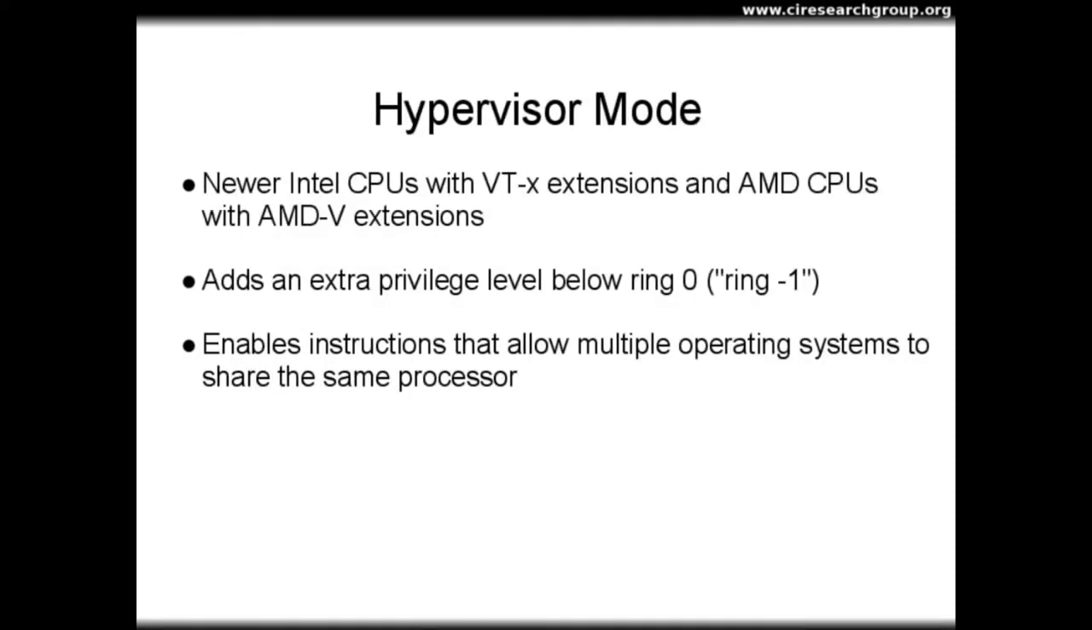Newer systems with virtualization extensions, either the Intel VT-x extensions or the AMD-V extensions, add an extra privilege level below Ring 0. This is colloquially sometimes referred to as Ring negative 1. This mode enables instructions that allow multiple operating systems to share the same processor. These instructions help systems support hosting multiple virtual machines at the same time.